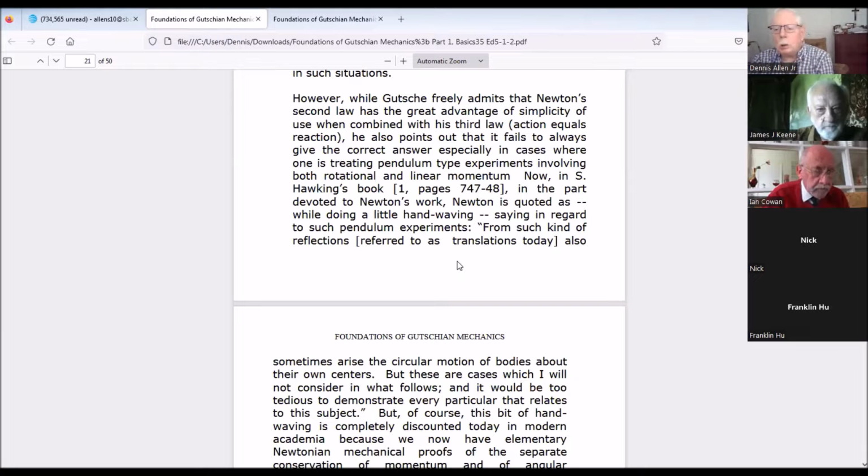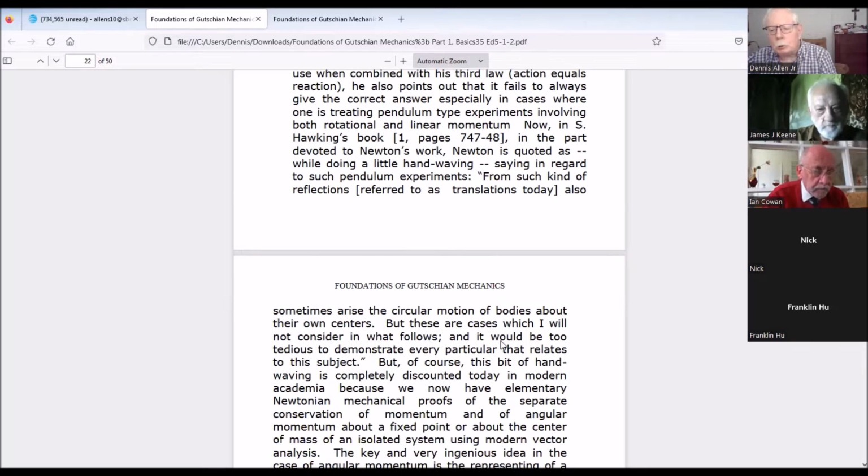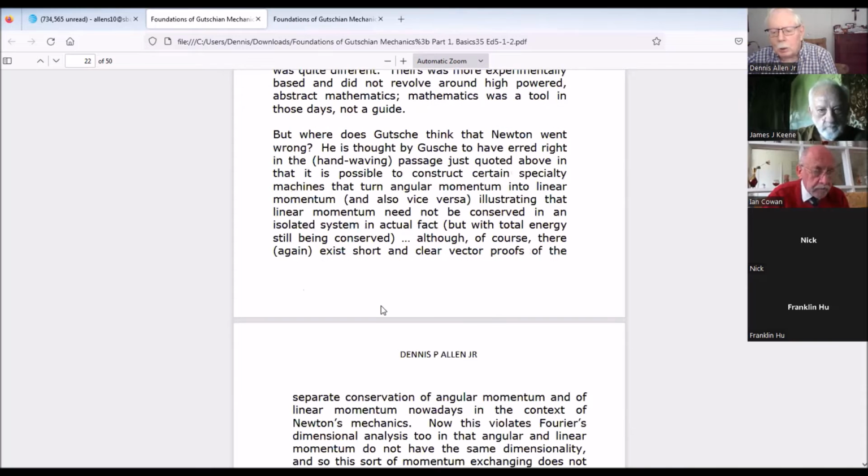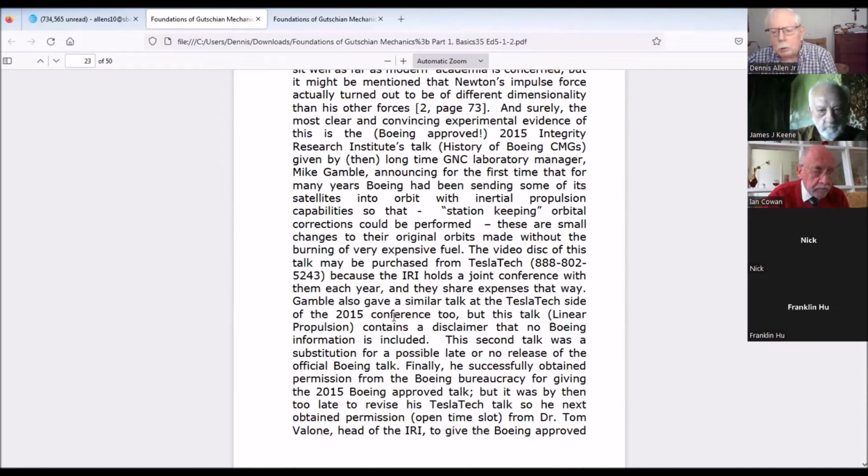Newton wrote in his, this is Stephen Hawking's book, On the Shoulders of Giants, I think it was the title. It gives the pages and so on. Newton is quoted as, while doing a little hand waving, saying in regard to such pendulum experiments, where the pendulum is going around in funny ways, not just a simple pendulum, from such kind of reflections referred to as translations today, also sometimes arise a circular motion of bodies about their own centers. But these are cases which I will not consider in what follows, and it would be too tedious to demonstrate every particular that relates to the subject. Well, that's called hand waving, you know, and so Gursche said, no, I don't think so.